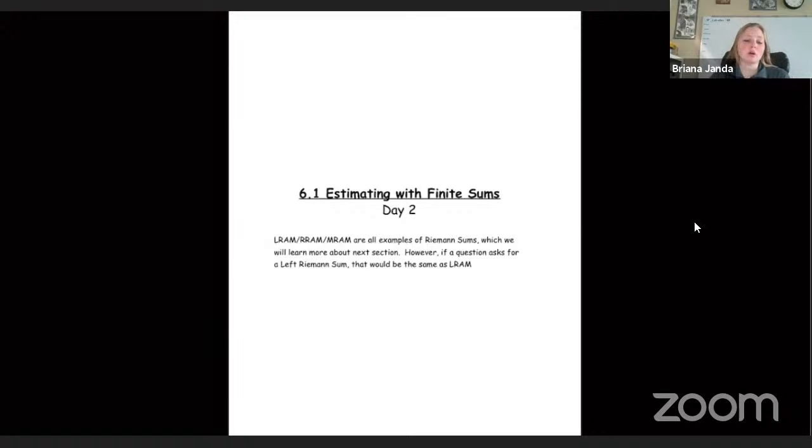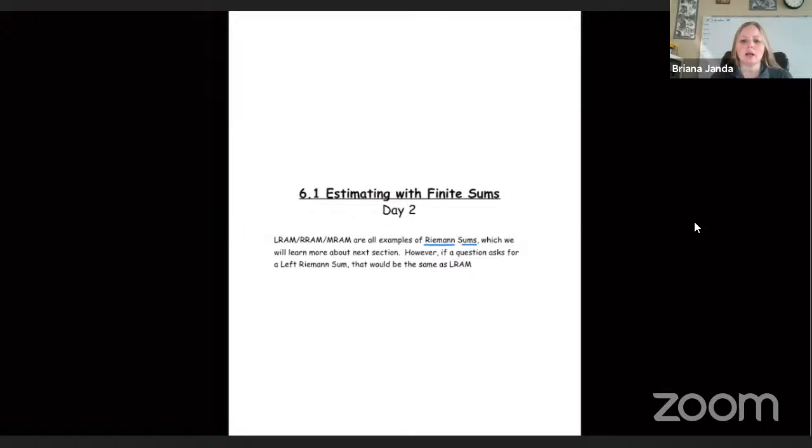On Monday, on our first lesson, I was referring to them as LRAM, RRAM, MRAM. Please understand that those are notation specific to our book. It's common, but it is not the official calculus way of describing that. There is actually another name for this, and that is a Riemann sum. We haven't been introduced to that word officially, but we will in a couple days.